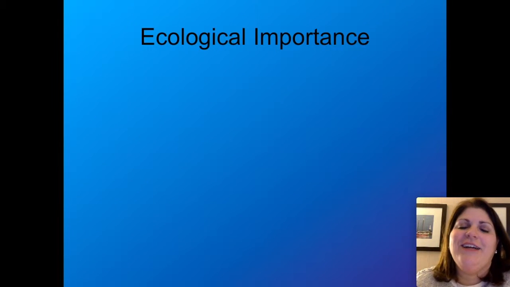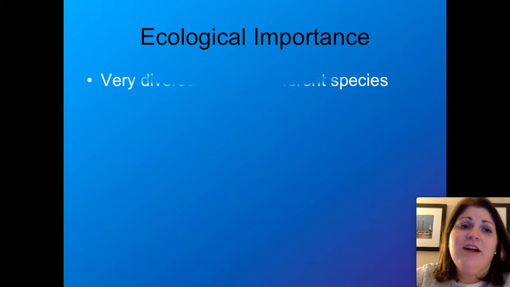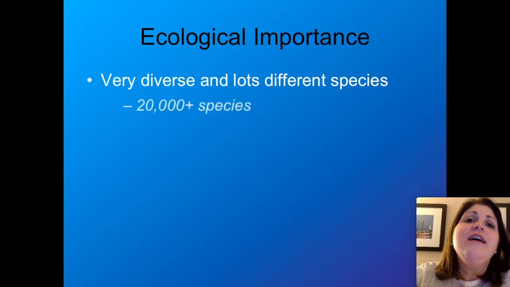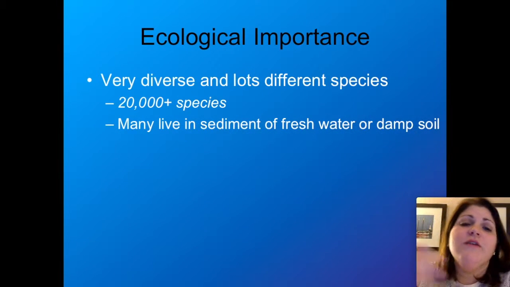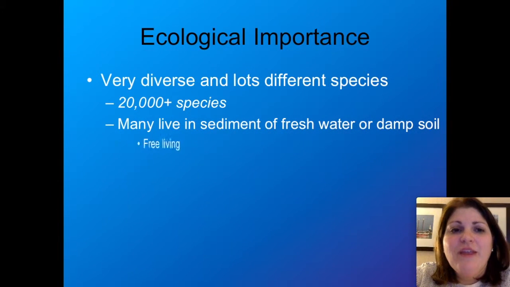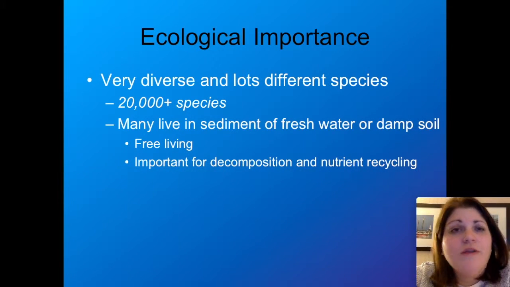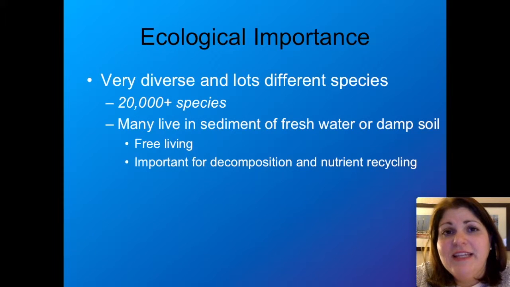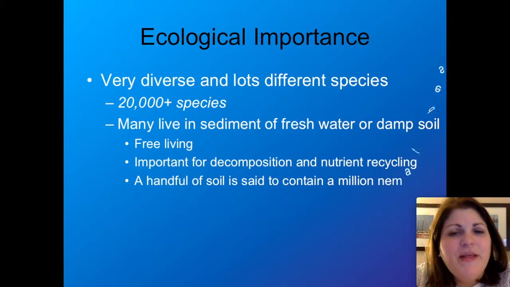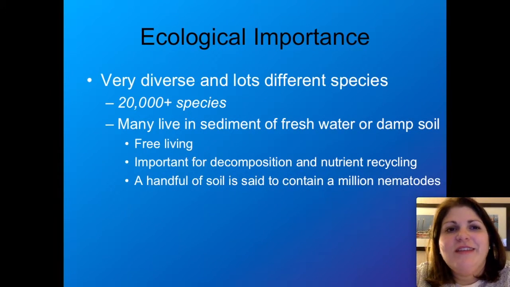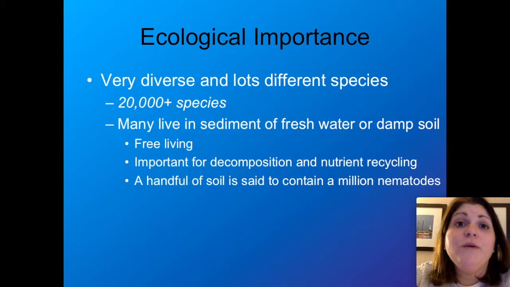As we talk about the ecological importance of roundworms, we have to talk about their sheer abundance and diversity. Some estimates are over 20,000 different species. They can live in damp soil or fresh water. Many of those who do are free living, and the free living ones are incredibly important for decomposition as well as nutrient recycling. It's estimated that a handful of soil contains millions and millions of nematodes. Some people say that nematodes are the most abundant animal, even though most of them we never see.